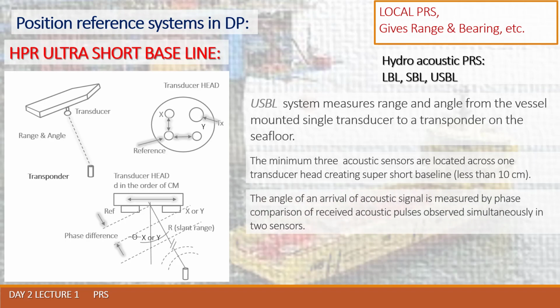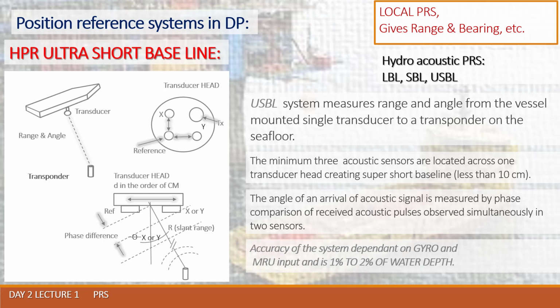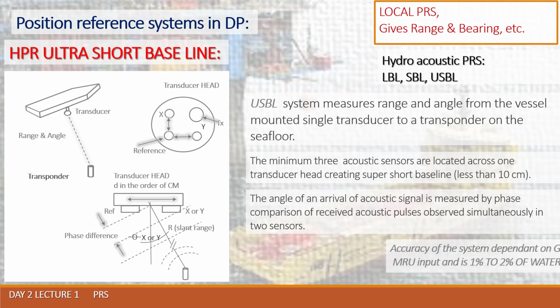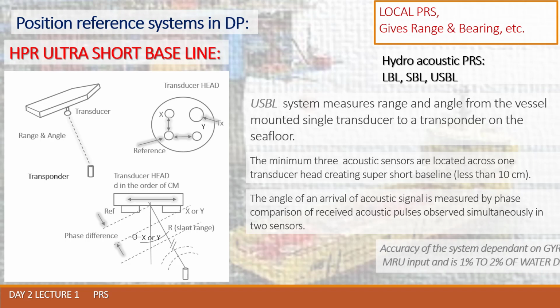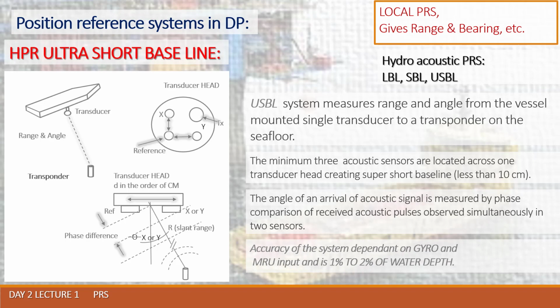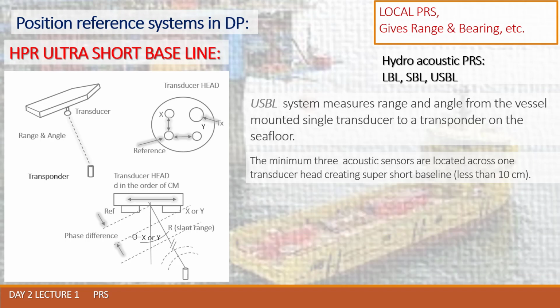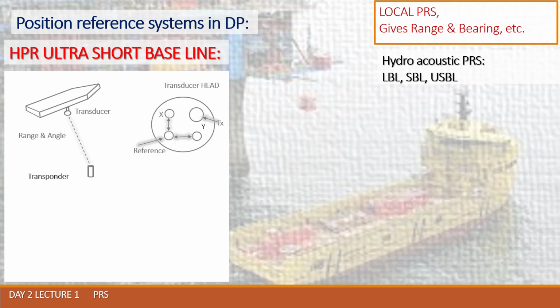MRU means motion reference unit, which measures pitch, roll, and sometimes heave, and the accuracy is 1% to 2% of water depth. So this is our operational accuracy. And please look at the sketch provided. Here you see that ultra-short baseline as a minimum must have at least one transponder TX and 3 receivers to be able to recognize the phase difference of the pulses received.